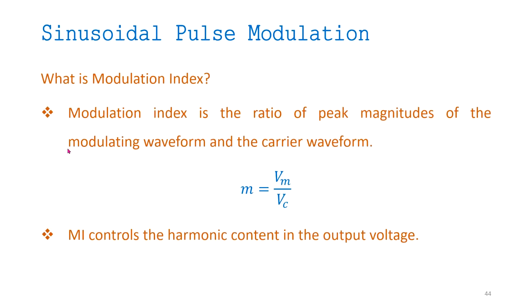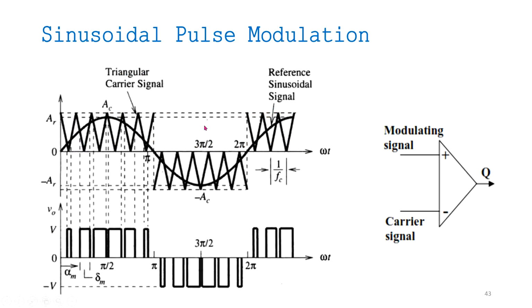And what is the modulation index? It is the ratio of the peak magnitude of the modulating waveform to that of the carrier waveform. The modulation index controls the harmonic content in the output voltage. Okay, maximum divided by the carrier. This is your carrier.